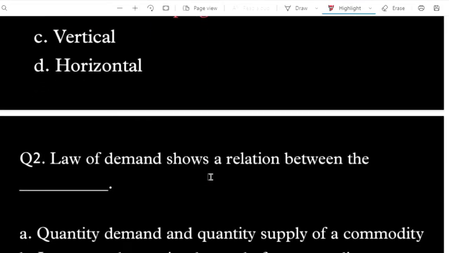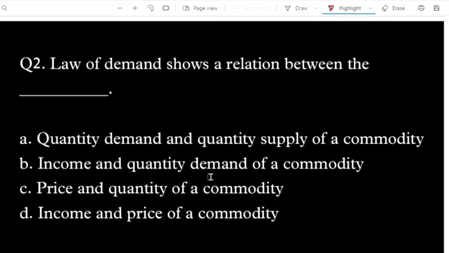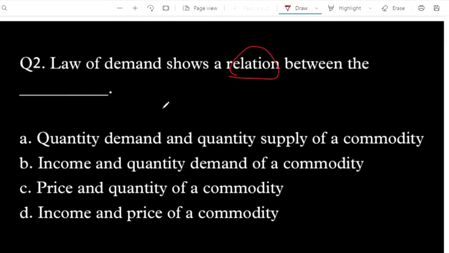Moving on to our next question. Law of demand shows a relation between the dash. Option A quantity demand and quantity supply of a commodity. Option B income and quantity demand of a commodity. Option C price and quantity of a commodity or option number D income and price of a commodity. The correct answer will be price and quantity of a commodity.